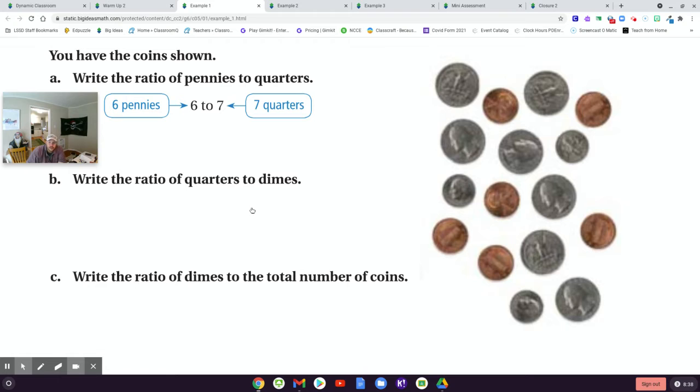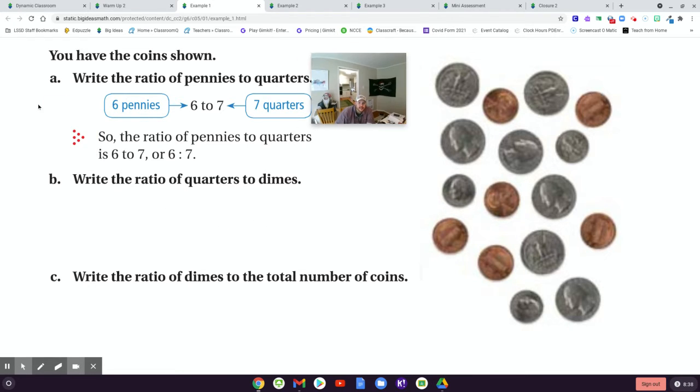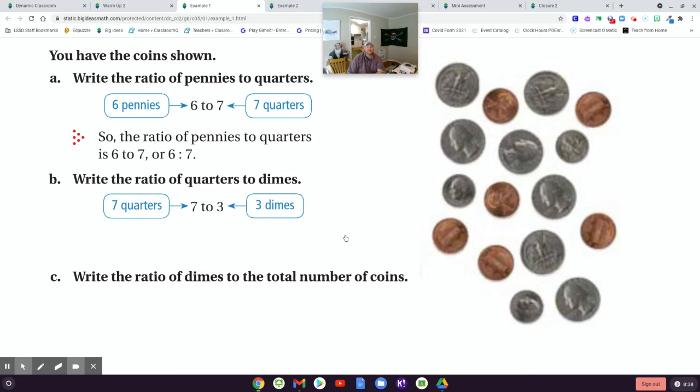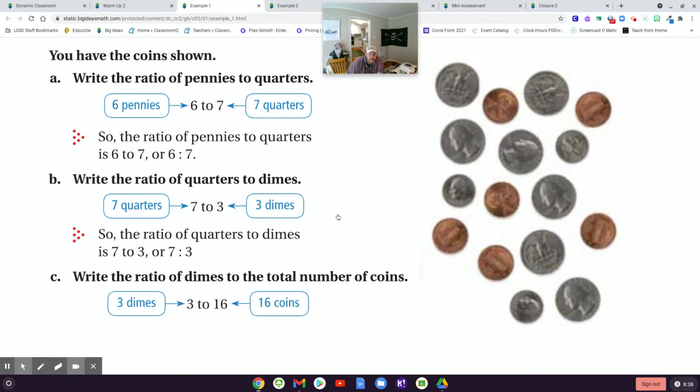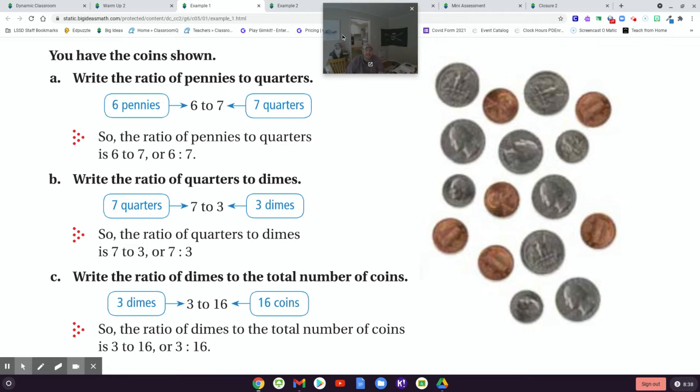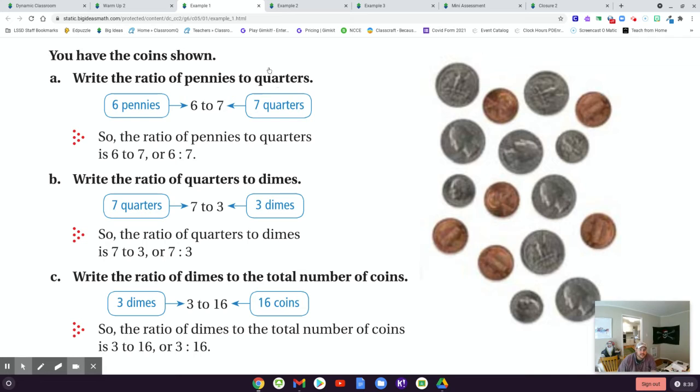What's the ratio of quarters to dimes? All right, quarters to dimes is 7 to 3. There are 7 quarters and 3 dimes. That is different than 3 to 7. So again, order is very important. And the last one, what's the ratio of dimes to the total number of coins? Okay, so there are 3 dimes. There are a total of 16 coins. Therefore, the ratio is 3 to 16. Okay, so that's some ratio stuff.